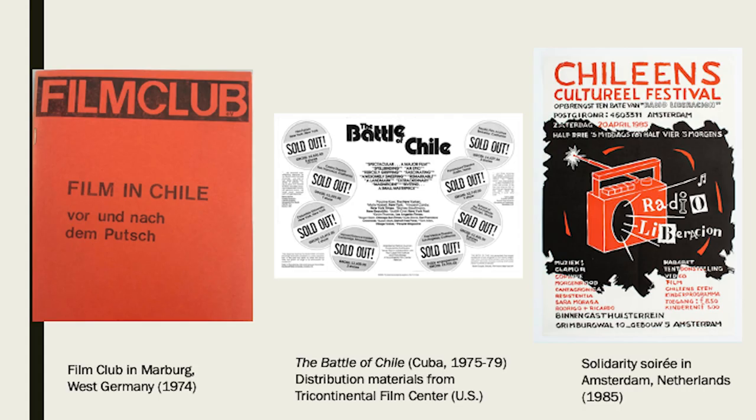And in terms of distribution and exhibition, some of these films were released in theaters and aired on various television networks, primarily here in Europe. They played regularly in some film festivals around the world, and they also enjoyed a life in a range of more alternative exhibition settings, including film clubs, unions, museums and galleries, public access television, and solidarity soirees, these events that mixed film screenings with music performances and political speeches, right.